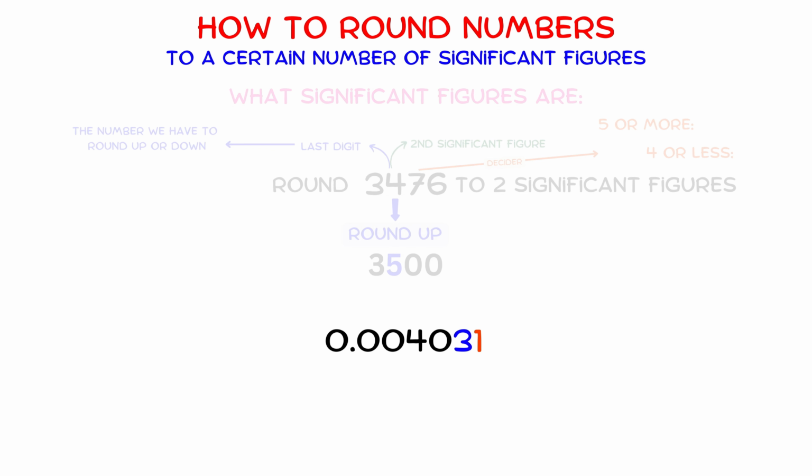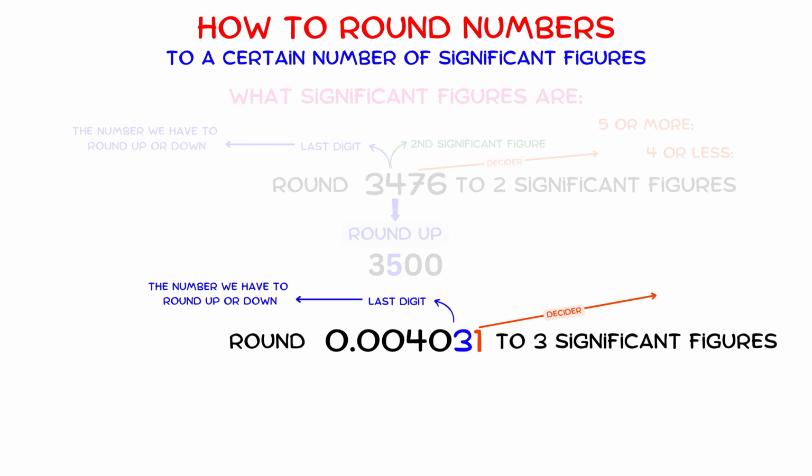For this next one, we need to round 0.004031 to 3 significant figures. This time, the first thing we do is find the third significant figure, which is this 3, and we can label this our last digit. Next, we look at the number on the right, which is our decider, and because it's a 1, which counts as being 4 or less, it tells us we're going to have to keep the last digit the same. So we keep our last digit as a 3, and the decider becomes a 0.